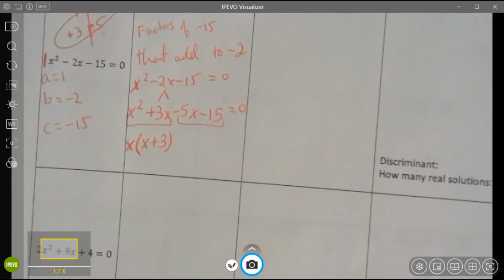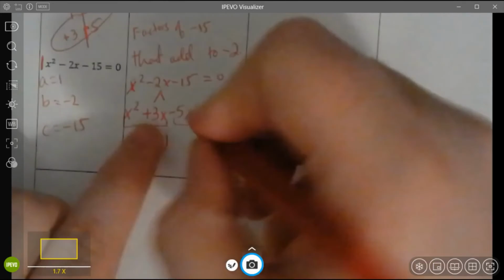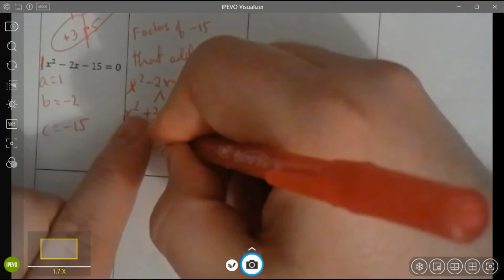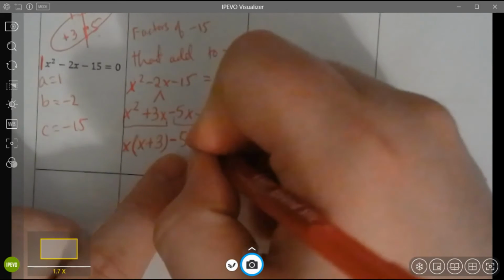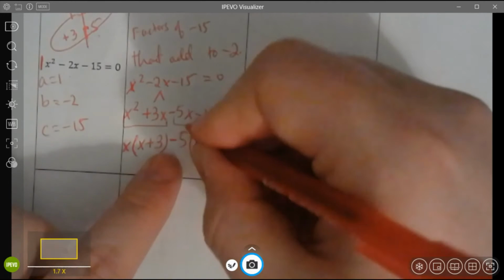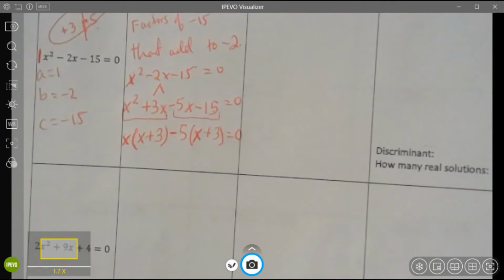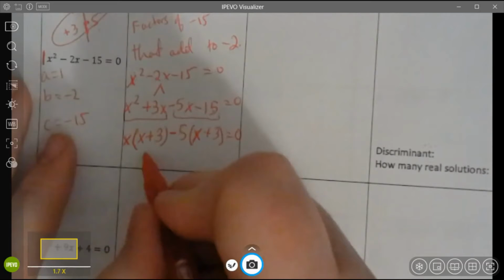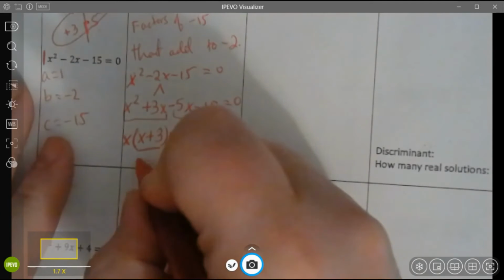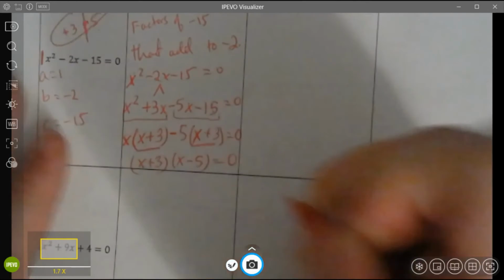You can see that as dividing each of these by x. And then there's a minus, so I'm going to put minus. And between 5 and 15 is common a 5. All right, 5 times x. Now be careful. Negative 15 divided by negative 5 is positive 3. And we'll set that equal to 0. So now I have a common factor. I have x plus 3 is common to both. So I could write x plus 3 times x minus 5 equals 0.